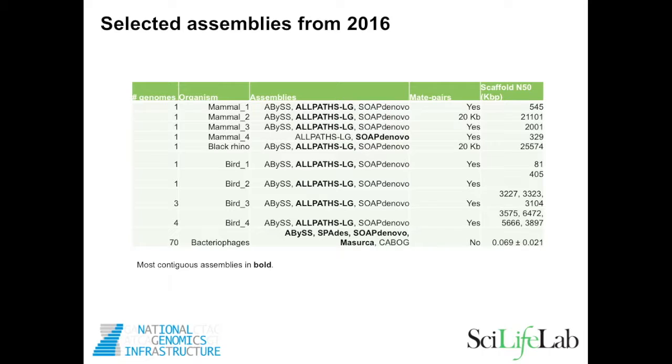For instance, we have 2 birds. We have bird number 2 and bird number 3. They were sequenced using the same types of libraries and at approximately the same coverage, but the results are very different. I suspect that this was because of a faulty mate pair library.